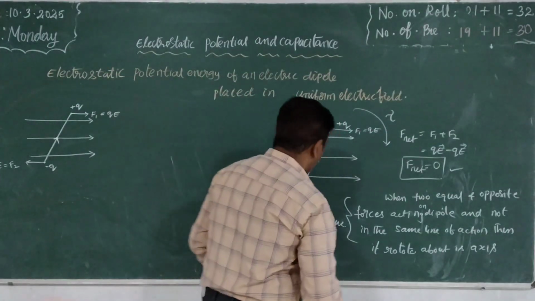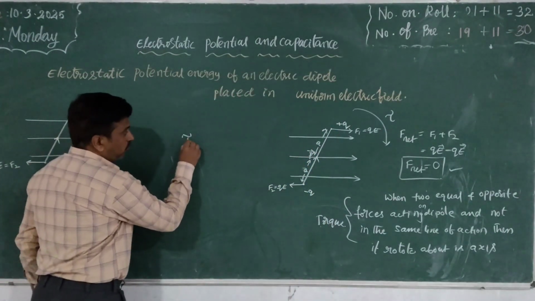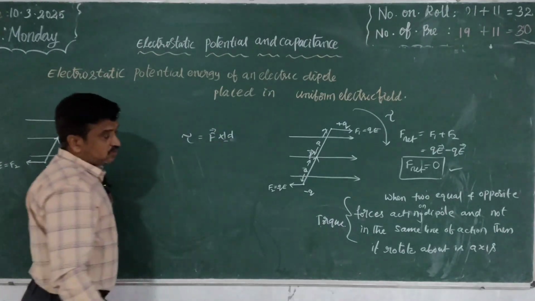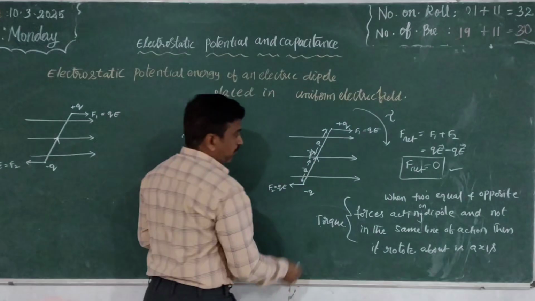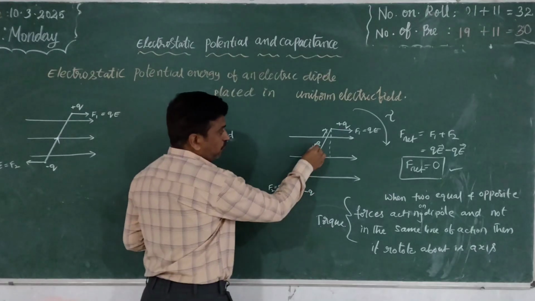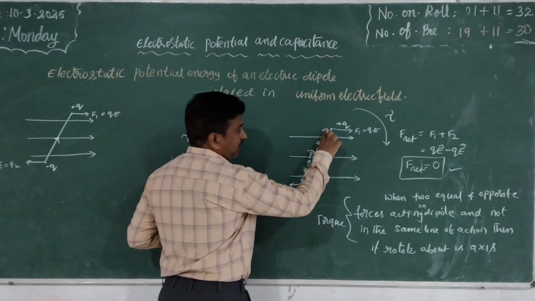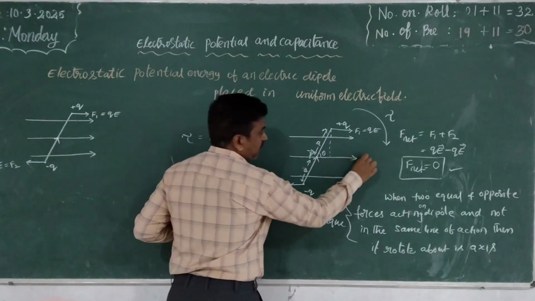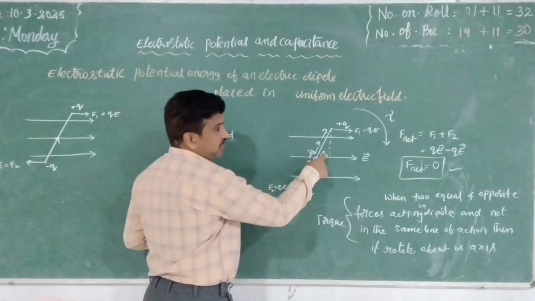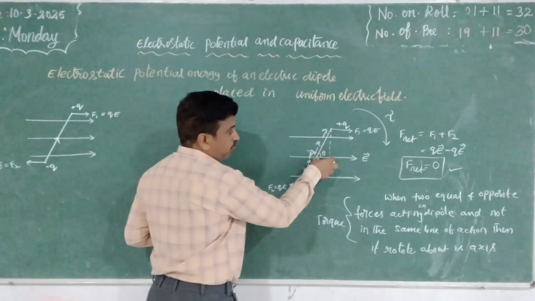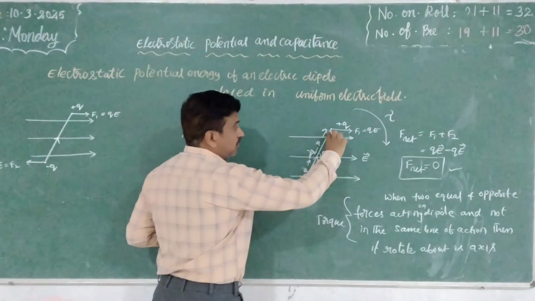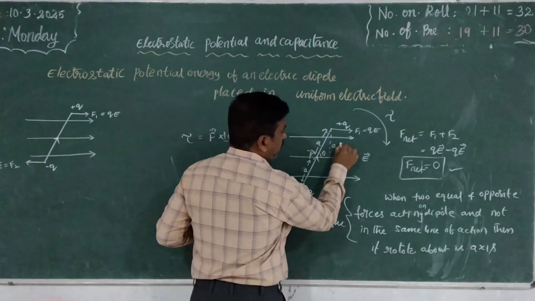Now, how to write torque? Torque equal to force into perpendicular distance. Force is the force here. Perpendicular distance means the perpendicular distance from the axis of rotation. How to find this perpendicular distance? See, it is the length A, making angle theta with the electric field, this is the electric field, this is the dipole moment. So the angle between the electric field and dipole moment is theta. So length A has two components: A cos theta and A sin theta. A cos theta is the horizontal component. A sin theta is the vertical component, it is the perpendicular distance.